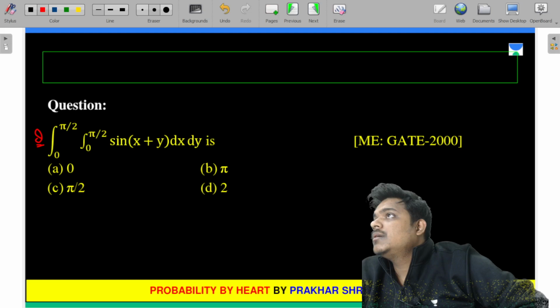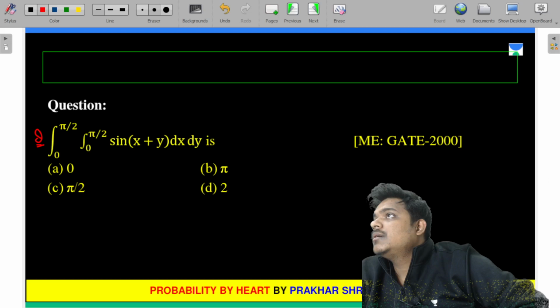If you try to solve it directly, it is not possible because there are two variables involved. So what you need to do, you need to do one very important thing, that is sin x dx. You have opened it up, so this is sin x cos y plus cos x sin y.